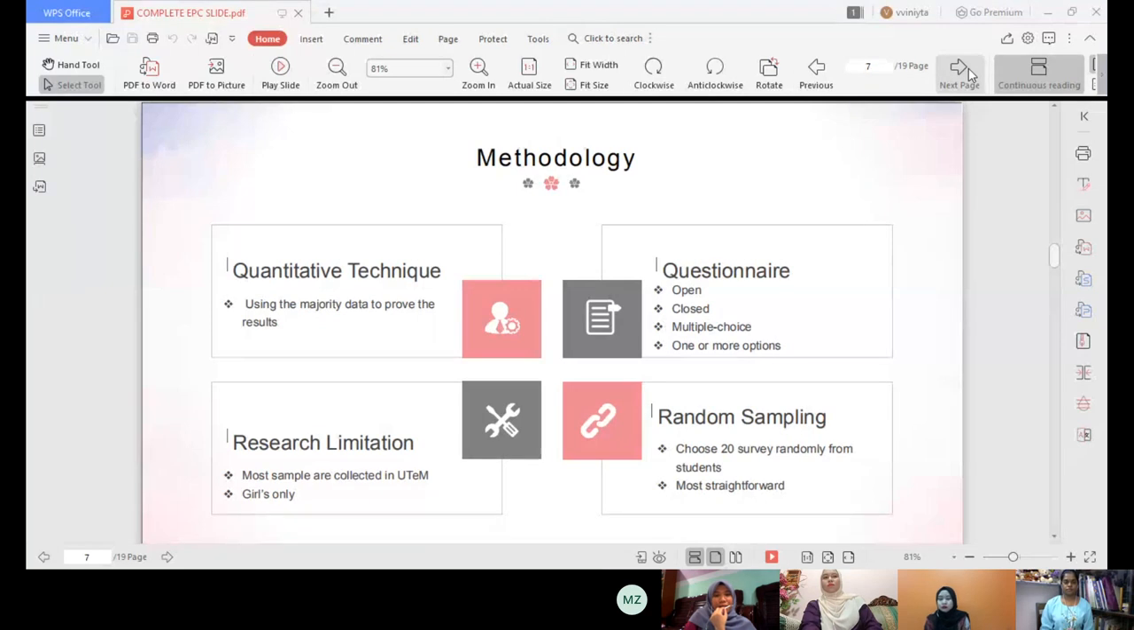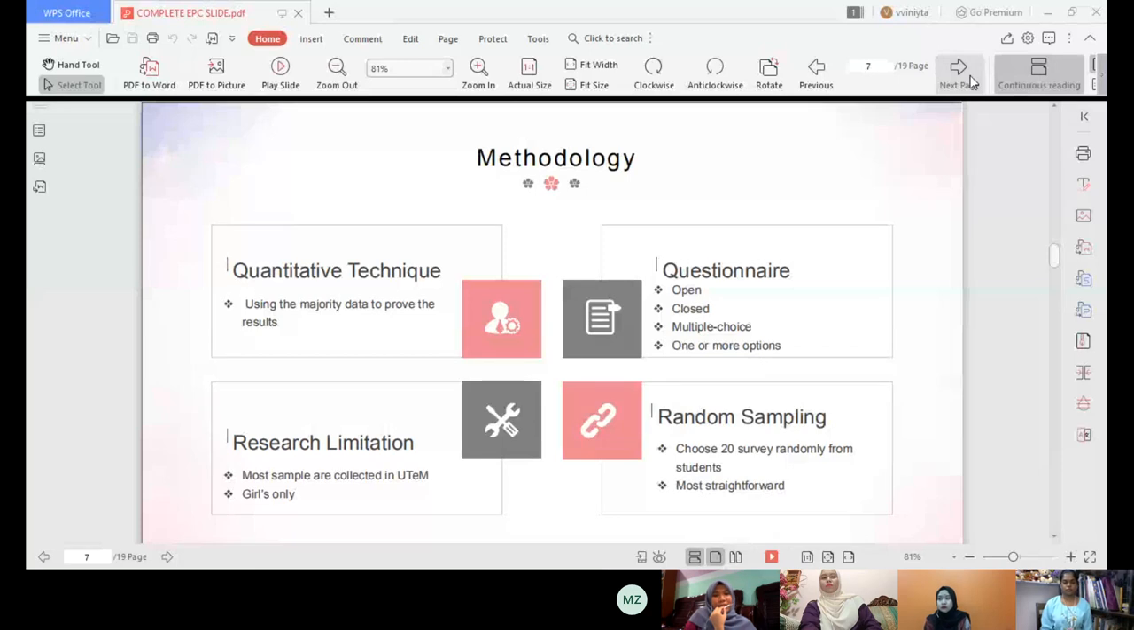The first part is about the demographic background of the respondent. The demographic background is about gender, faculty, and address. After that, the second part regarding the society's needs consists of three closed-ended questions and three open-ended questions. This part talks about the society's need for a feminine hygiene product vending machine. So from here, we provided the result using the majority of data from respondents.